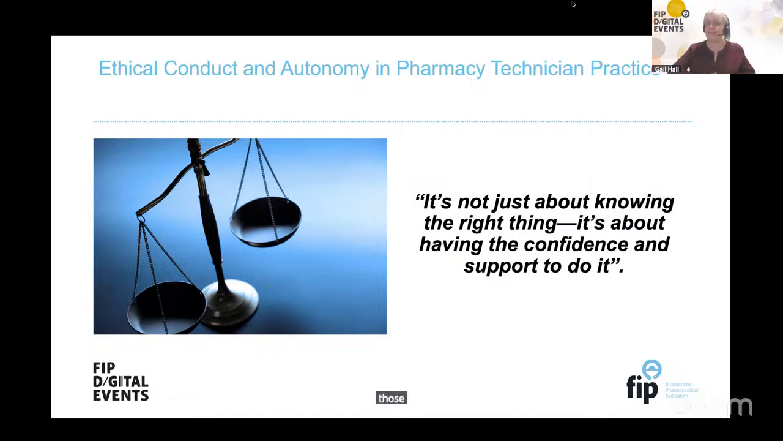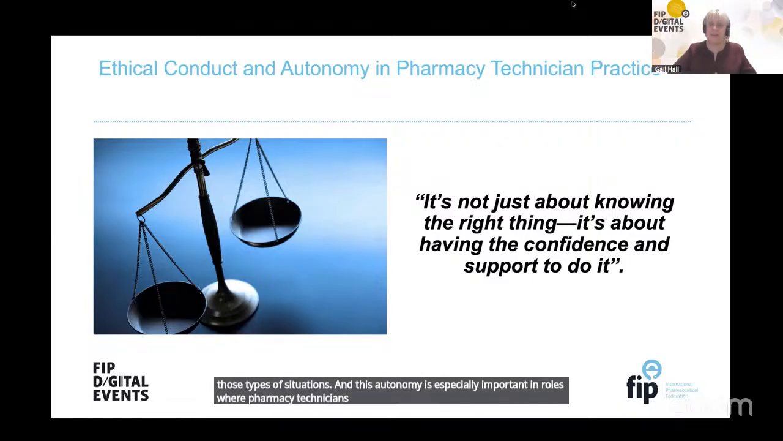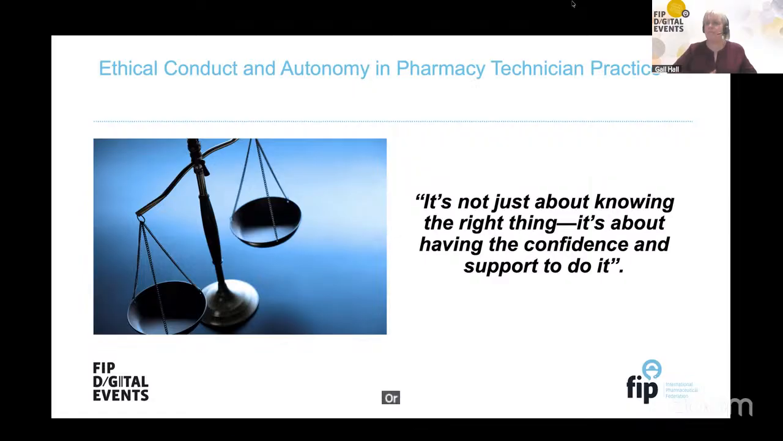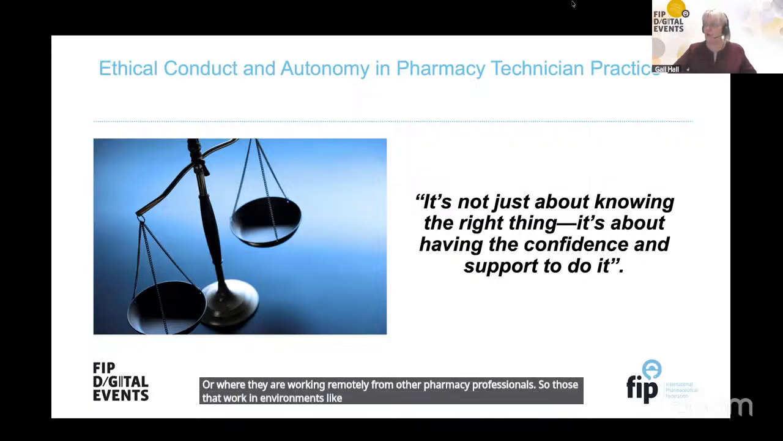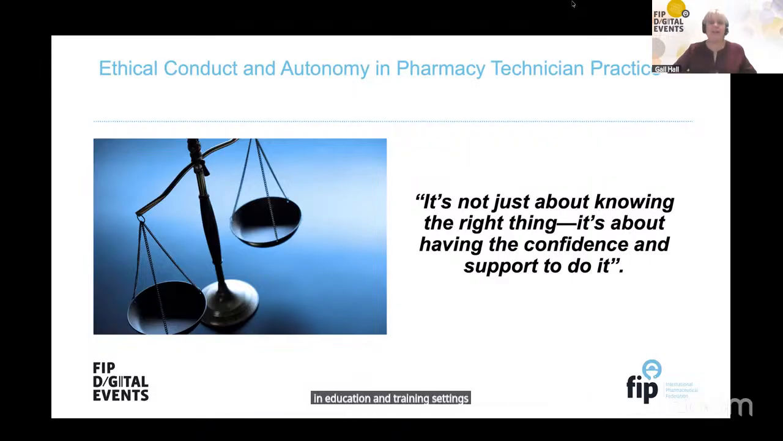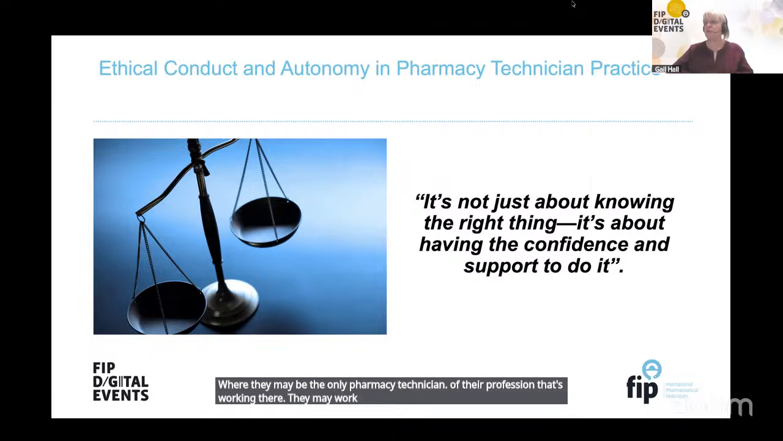those types of situations. And this autonomy is especially important in roles where pharmacy technicians are patient-facing, or where they are working remotely from other pharmacy professionals. So those that work in environments like nursing or care homes, in education and training settings, or in prison healthcare, where they may be the only pharmacy technician working there. They may work with other healthcare professionals, but they're the only pharmacy technician.